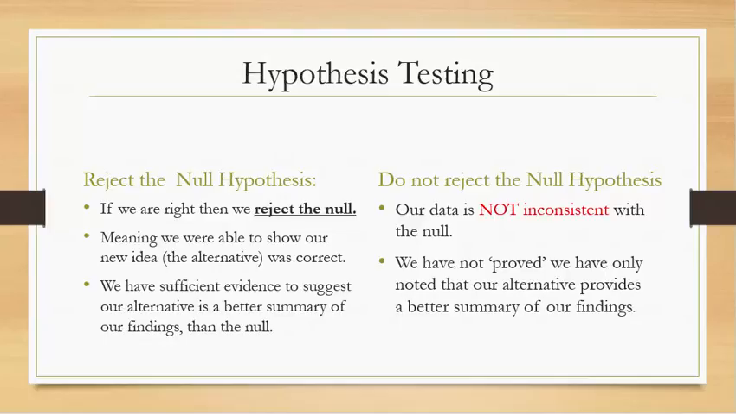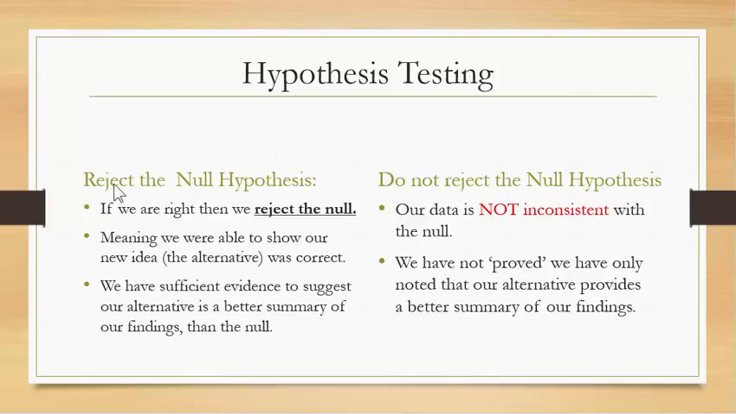In hypothesis testing, they keep it pretty short and sweet. We either reject the null or we do not reject the null. We reject the null when we show that our idea that we're testing was indeed correct, or the alternative was correct. Please keep in mind that at no time in any of this are we ever proving anything. We just might have sufficient evidence to suggest our alternative is a better summary of our findings than the null. In other words, whatever we were trying to test was a better summary than what we had previously presumed, which was the null.